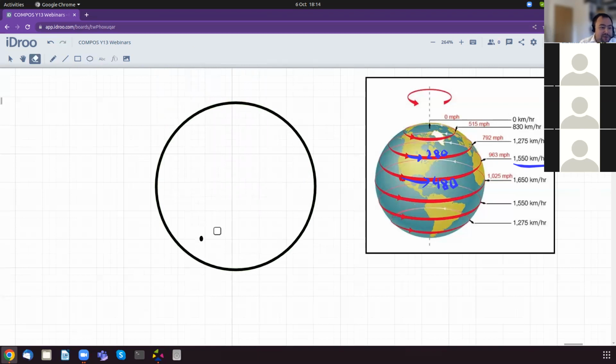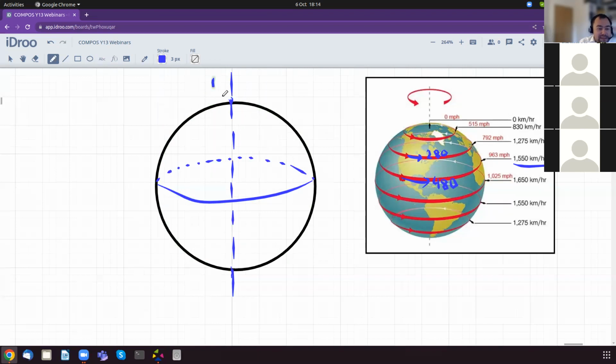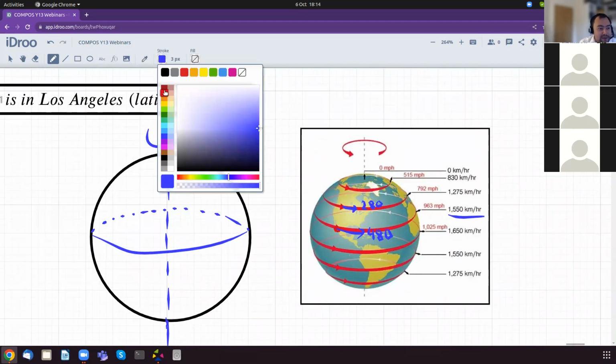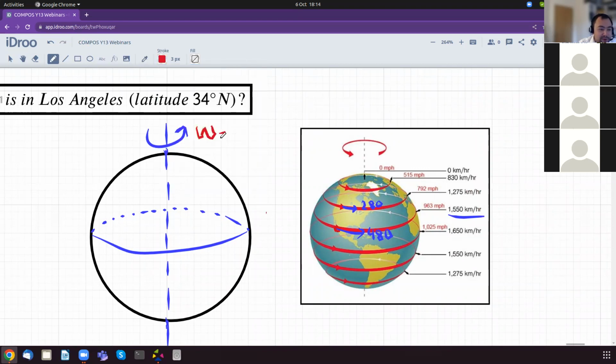Now, it is quite important to understand latitude and longitude. So this is the planet Earth. This is the equator. These are the poles. The Earth rotates anti-clockwise. And we'll need the angular speed of the Earth. The angular speed of the Earth is 2 pi divided by the time period. And the time period is 24 hours, 24 times 60 times 60. Okay, you can have access to the whiteboard.